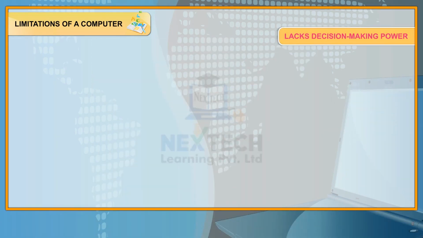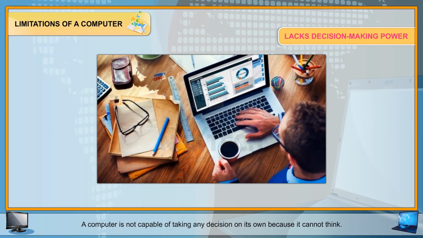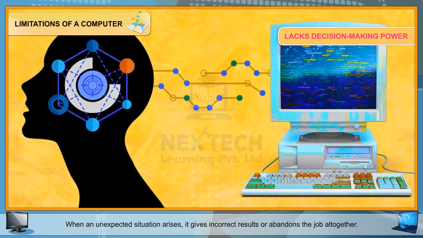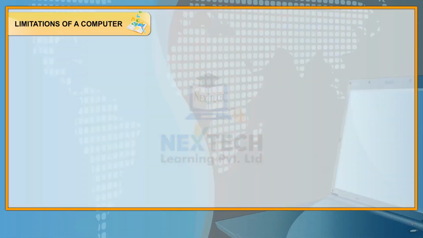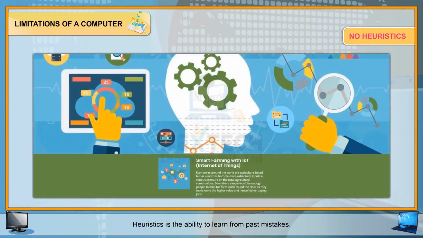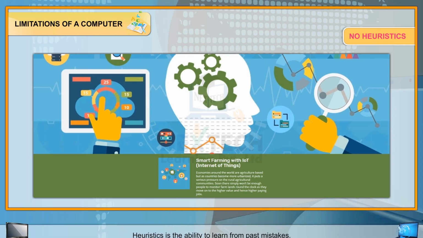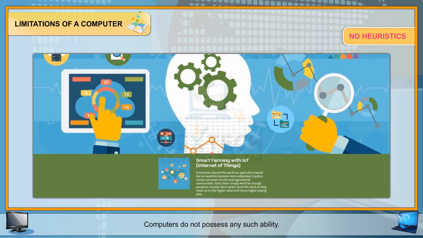Lacks decision-making power. A computer is not capable of taking any decision on its own because it cannot think. When an unexpected situation arises, it gives incorrect results or abandons the job altogether. No heuristics. Heuristics is the ability to learn from past mistakes. Computers do not possess any such ability.